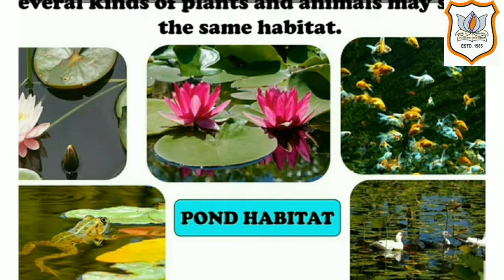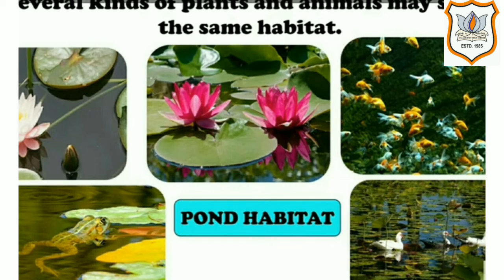Ponds and lakes. Several kinds of plants and animals may share the same habitat. Have you ever seen plants growing in ponds, lakes, rivers, and even some drains? Go on a field trip to a nearby pond if possible. Try to observe the kind of plants that are seen there. Observe the leaves, stems, and roots of these plants.